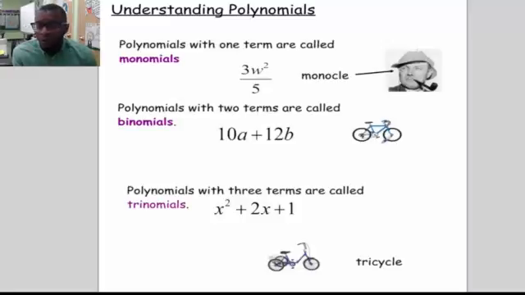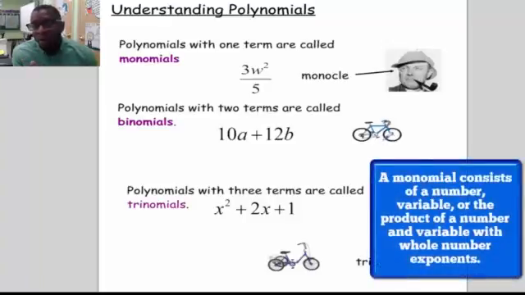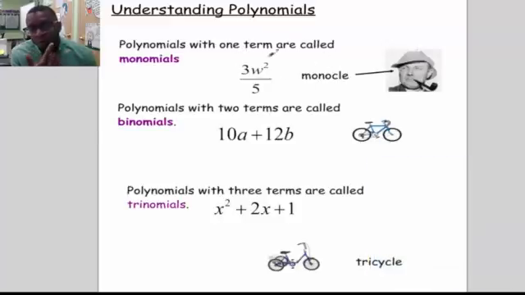The first definition that I want to go over is a monomial. A monomial is a polynomial that has one term. To go even deeper, a monomial consists of a number, a variable, or a product of a number and a variable with exponents that are whole numbers. So for example, the monomial that's listed here, 3w squared over 5, consists of a number, in this case a fraction, which is 3 over 5, a variable, and a whole number exponent.